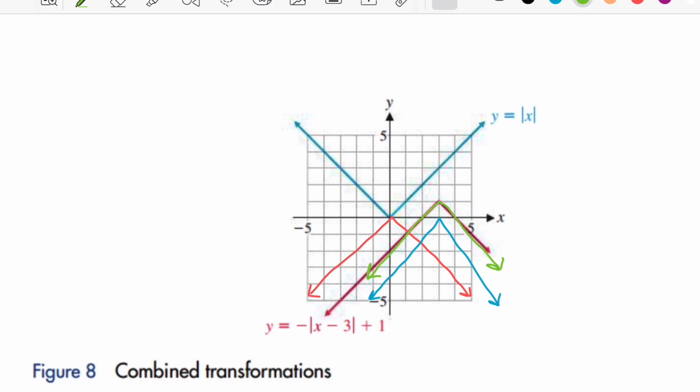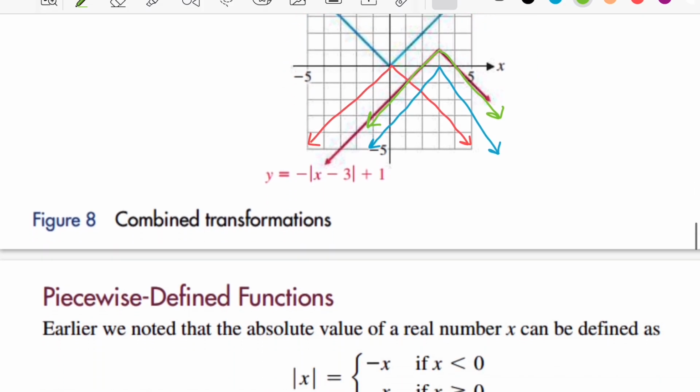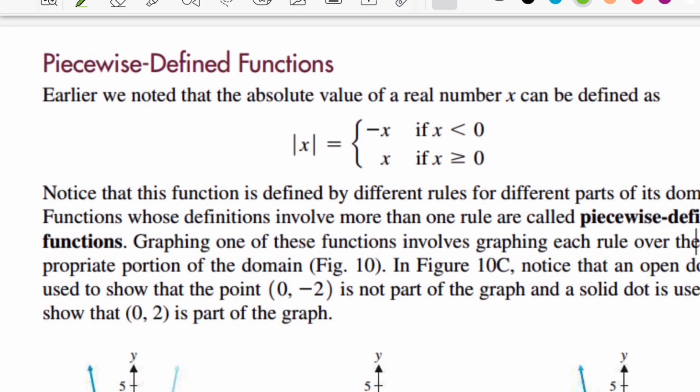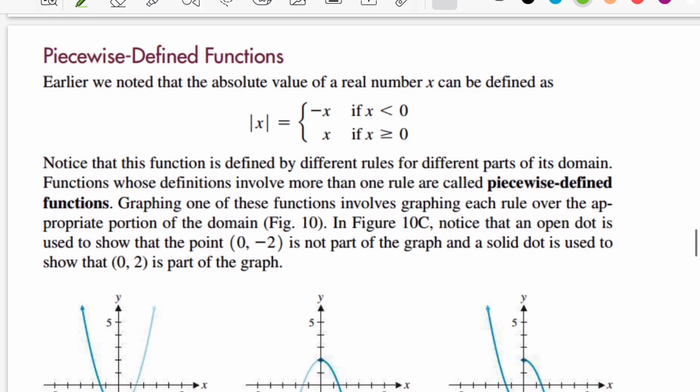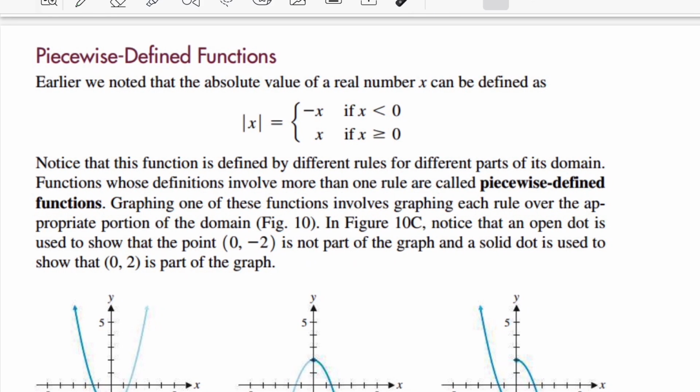All right, and then the last thing that we're going to talk about for this video is piecewise defined functions. So we kind of saw it earlier when we looked at the absolute value of a real number, and it was defined as this piecewise function. So the absolute value of x will be equal to -x if x is less than 0, and +x if x is greater than 0. So essentially what we're saying is that this function is defined by different rules for different parts of its domain. And these are the rules here.